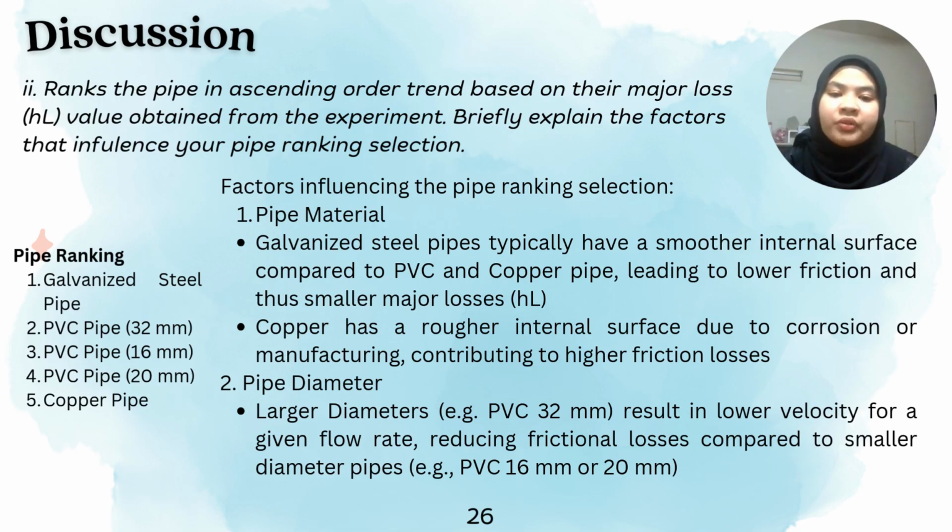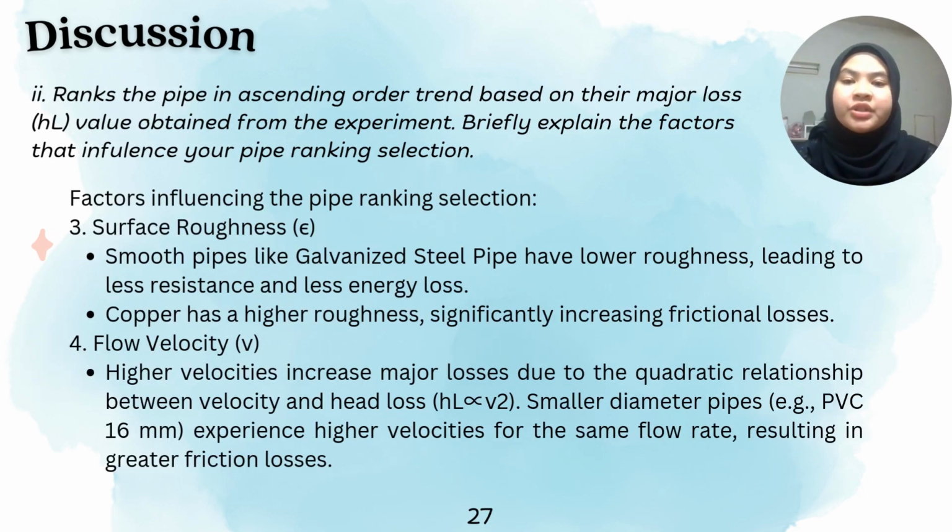A larger diameter such as the PVC 32mm results in lower velocity for a given flow rate, reducing the frictional losses compared to smaller diameter pipes such as the PVC 60mm and 20mm. The third factor is surface roughness. Smooth pipes like the galvanized steel pipe have a lower roughness, leading to less resistance and less energy loss. Copper has a higher roughness that significantly increases frictional losses.